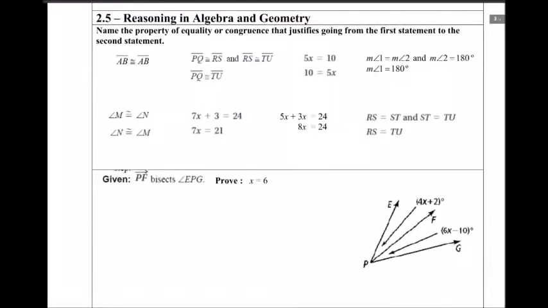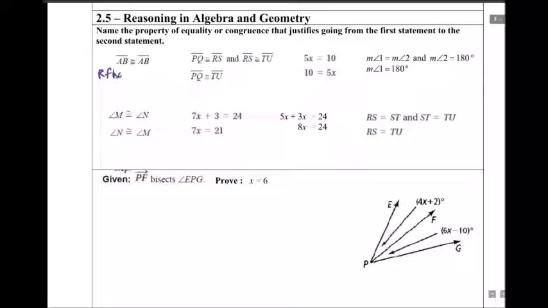2.5. Oh, we started proofs in 2.5. Those were fun. So what are we doing first? This says, name the property of equality or congruence that justifies going from the first statement to the second statement. I like these. All right, the first one here says segment AB is congruent to segment AB.